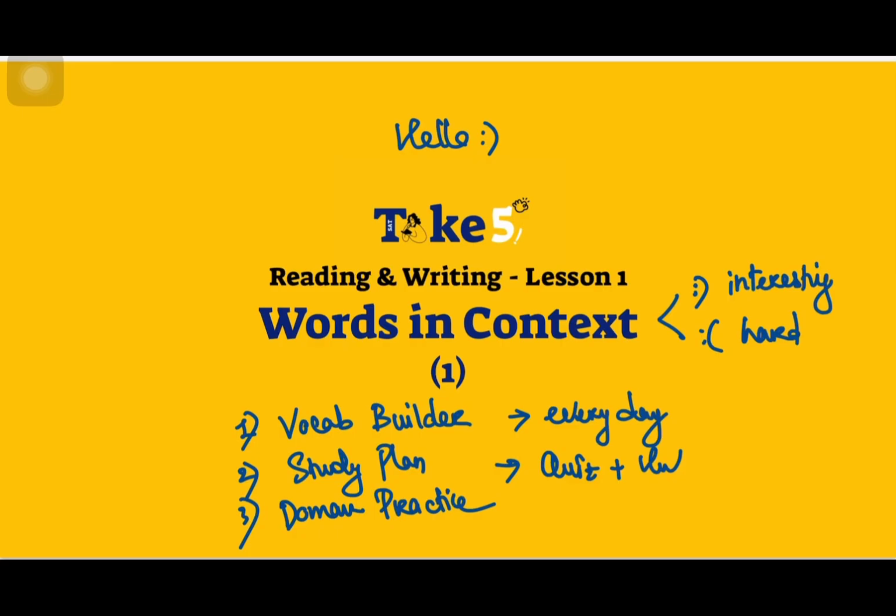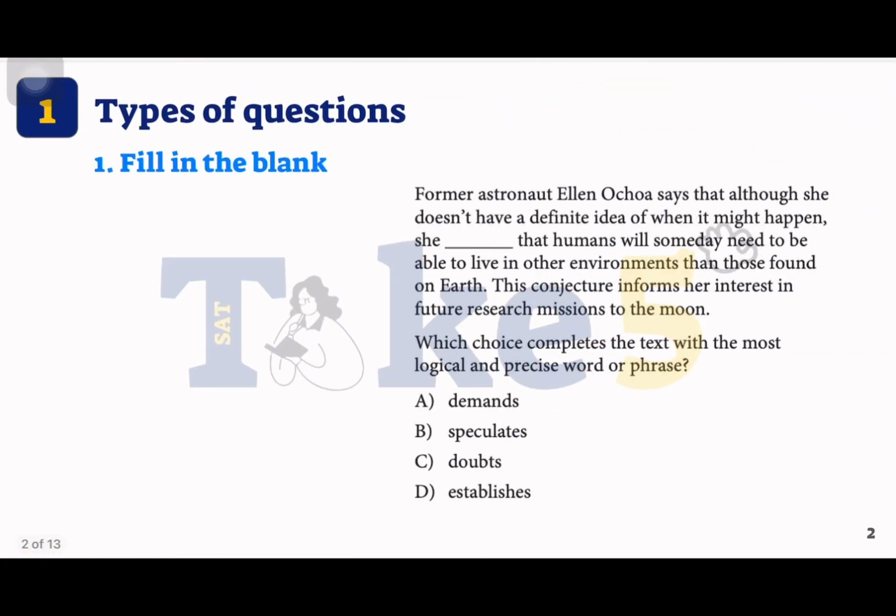The DSAT words in context questions come in two types. The first is fill in the blank, which is what you are looking at here. Like other DSAT reading and writing questions, you are given 3 parts: a short paragraph or the context, a question, and 4 multiple choice answers.